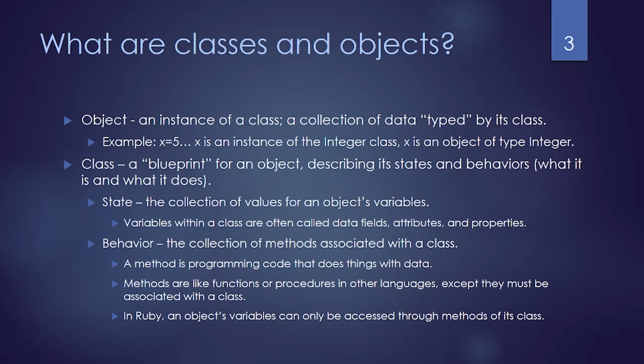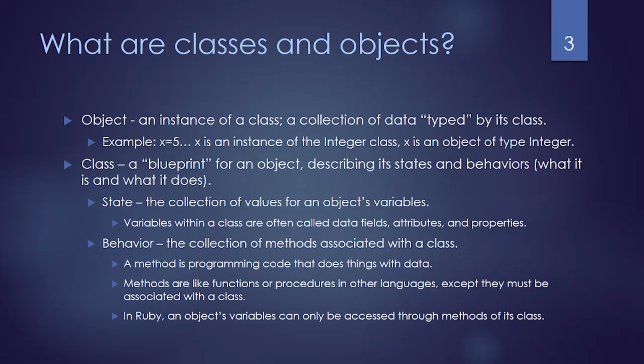For a bit more context, a state is the collection of values for an object's variables. So if you were to have a person object, and some of its variables might be like name and occupation and height, and we'll say those are worth like Joe, engineer, 6 feet, that collection of variables and those values would describe the state of that object.